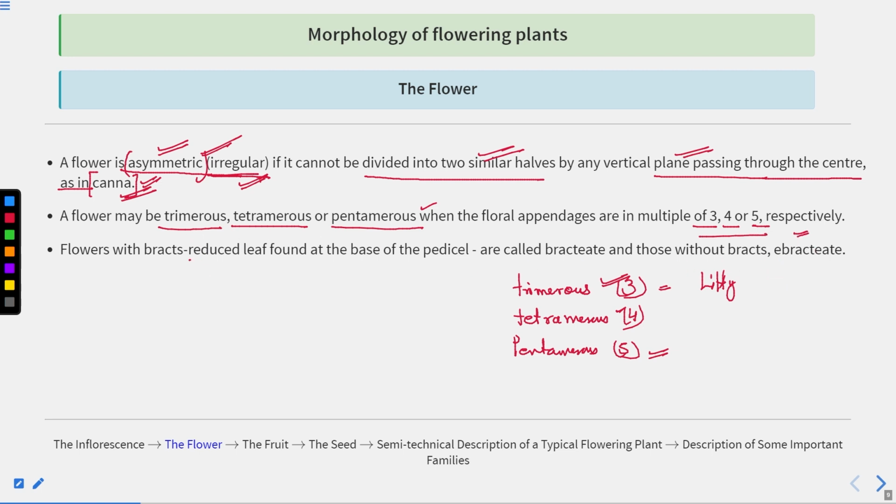Flowers with bracts, reduced leaves found at the base of the pedicel, are called bracteate. And those without any bracts are called ebracteate. Sometimes the flowers are having some bracts. Reduced type of leaves at the base of the pedicel. Okay, if it is present at the pedicel, that is a reduced type of leaf, then it is called a bracteate flower. If the bract is present, then it is called a bracteate flower. And when there is no bract present, then it is called an ebracteate flower.